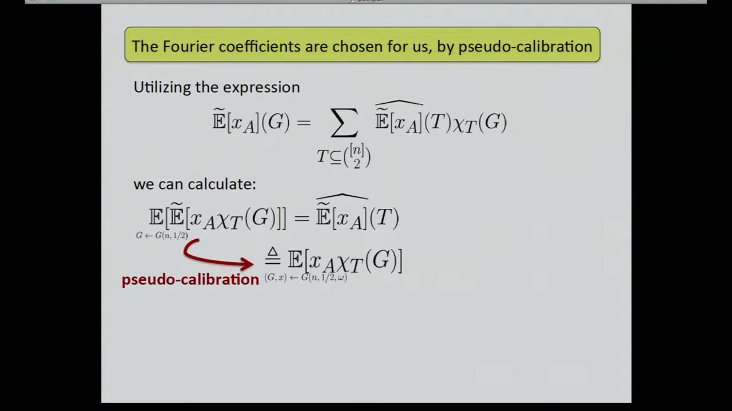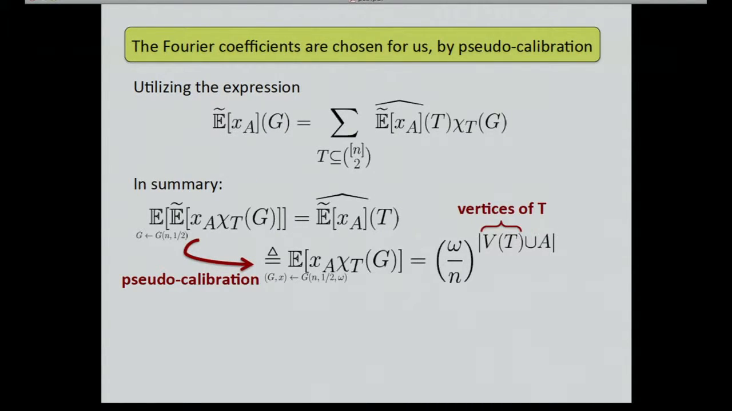So now everything is prescribed for us because we can compute whatever this term is. It turns out to be this expression. It's just omega over n raised to the size of the union of the vertices in T, which is a graph, union A. So everything is completely prescribed for us.